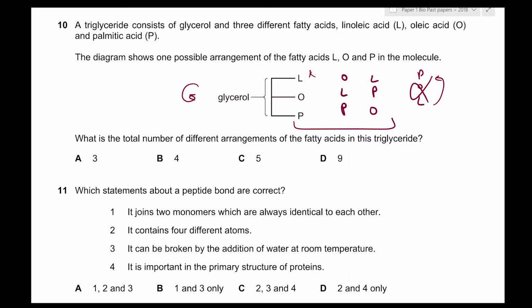Same with OLP. If we try, for example, to arrange PLO, we know that the triglyceride could rotate, so this would also give us OLP. Therefore, this is also not unique, and vice versa for this one too. Therefore, we could only have those 3 different arrangements, and the answer is going to be A.